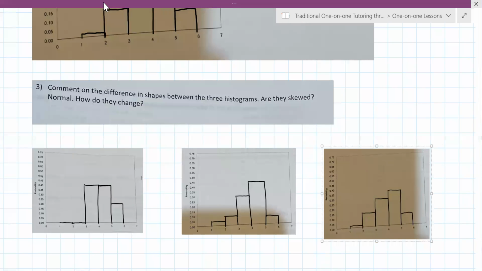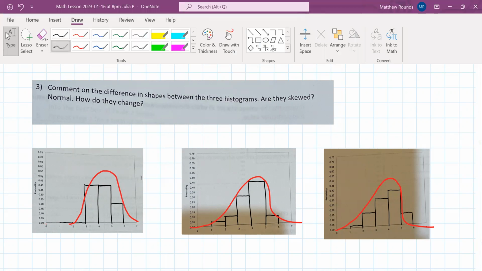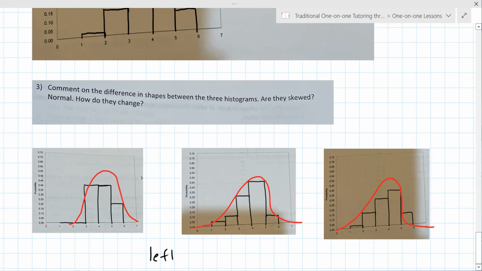So if I draw my best guess of what the shape of the distribution looks like based on these, here is one. And this other one is there. And then this other one is kind of like that. Well, it's not great. It's really more like that. And I don't know if you can see this, but these are all heavily what is called left-tailed, or negatively skewed.